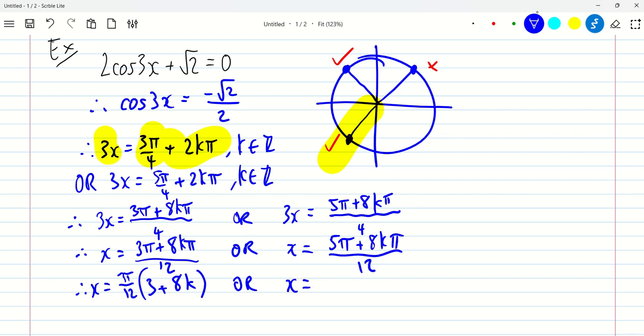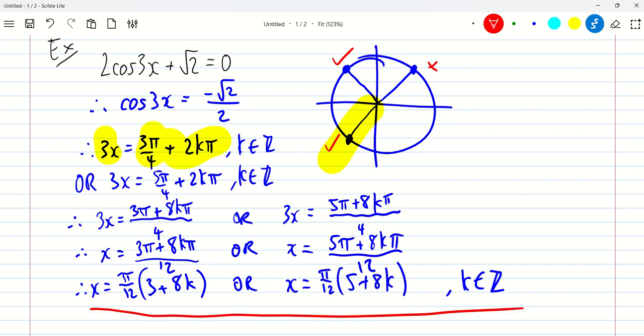Or x equals, I'm going to take out the pi on 12 out the front here as well. You'll notice that they're always the same numbers that you're pulling out, and then 5 plus 8k. And don't forget to let the examiner know what you mean by k. K is an integer. And so that is the actual solution for this one. That's the general solution to this equation. There's infinite solutions, and they all have that form. For any k, any whole number k, they will be the solutions.